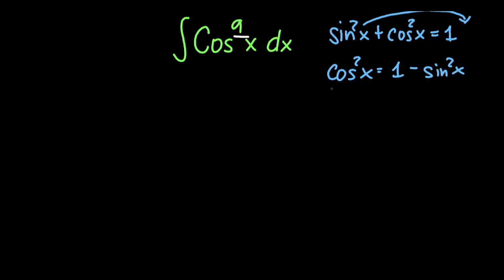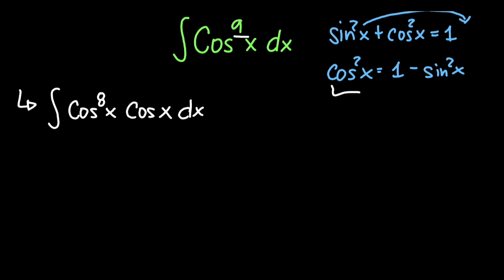So we must get a value of cosine squared of x in here and transform this into this one. Since what we have here is an odd exponent and what we need here is an even one, because this is 2, we must first factor out 1 cosine of x, so it will be even. So this would be the integral of cosine to the power 8x multiplied by cosine of x dx. What we need here is cosine squared of x, and what we have here is cosine to the power 8. So we must just put it in the form of cosine squared of x.